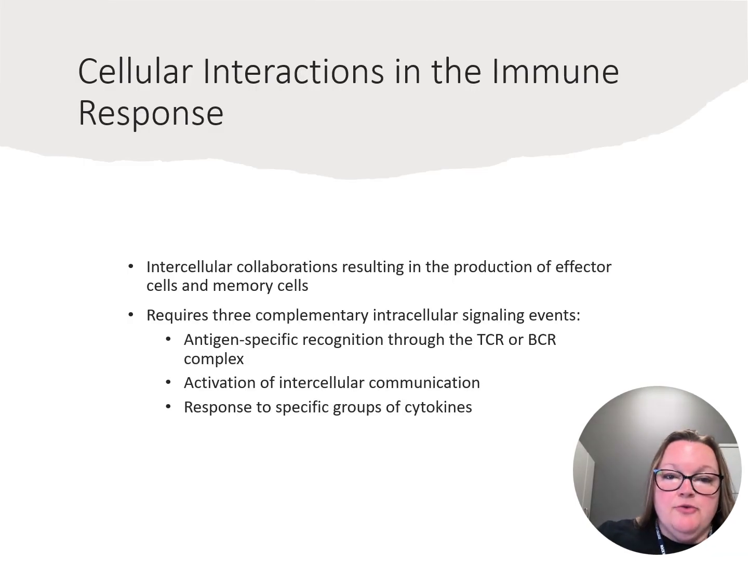The second step of clonal selection is the collaboration between cells, resulting in the production of effector cells and memory cells. Effector cells are made up of plasma cells, and the cells we just talked about, the TH and the TC cells. There are three signaling events that need to happen within these collaborations. The first is the antigen recognition at the receptor of the T or B cell, the activation of internal cellular communication, and the response of two specific cytokines. If one signaling event is missing, an immune response will not be produced.